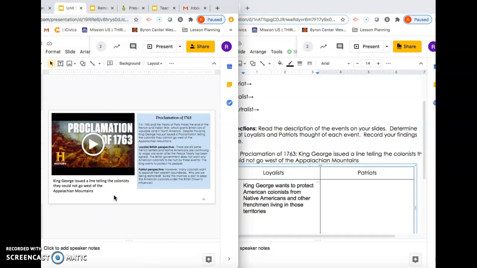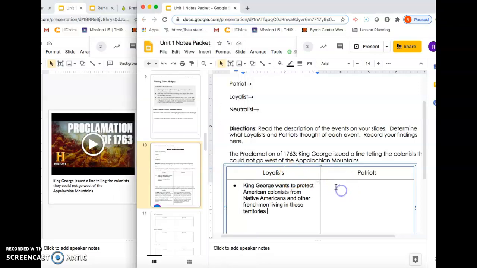However, many colonists want to expand their western boundaries. Why are we being restricted? Surely this must be a plot to keep the American colonists under the British Crown's influence. So from a patriot perspective, they fought for that land in the French and Indian War. They want to be able to settle it.